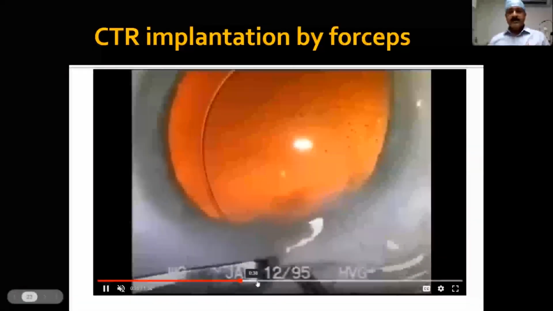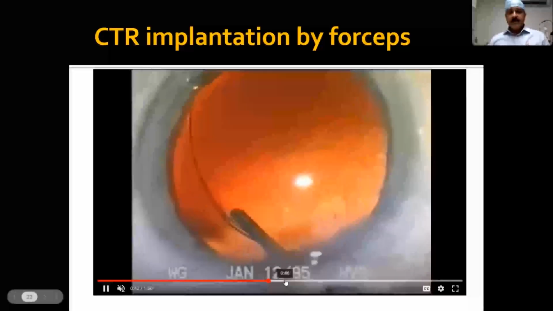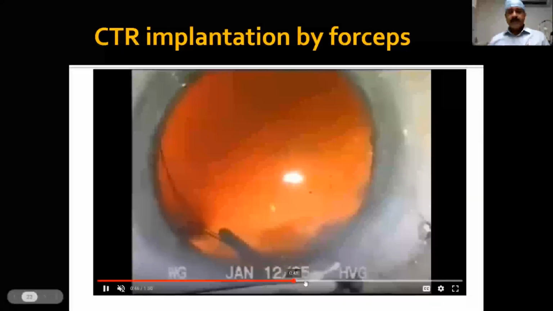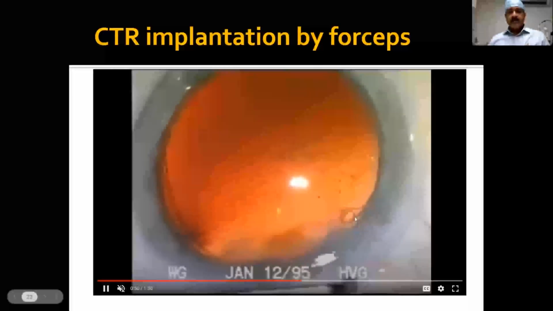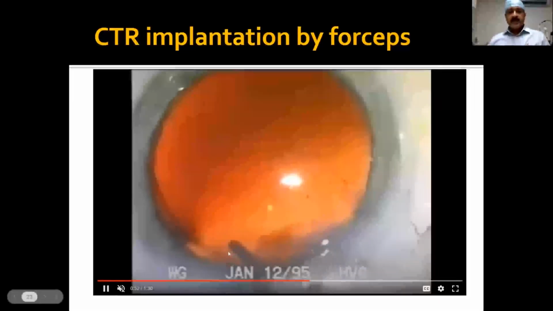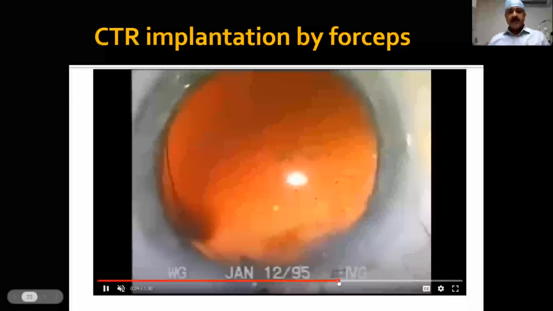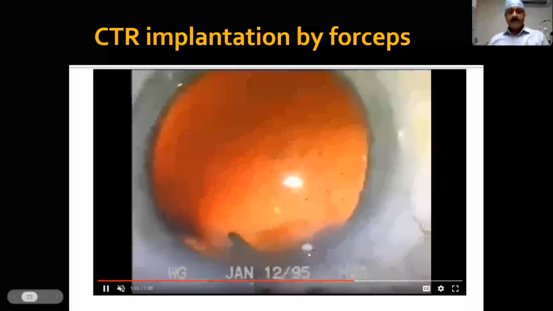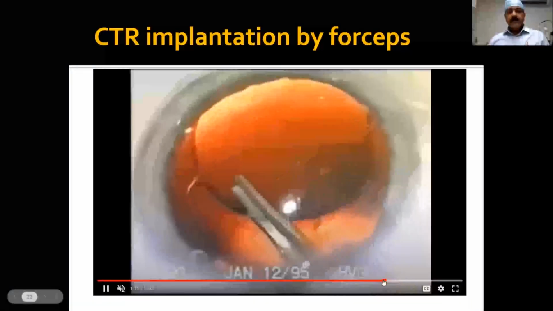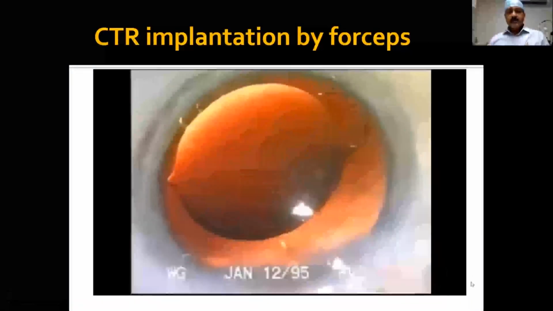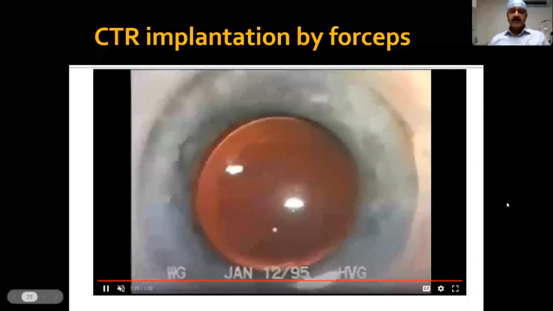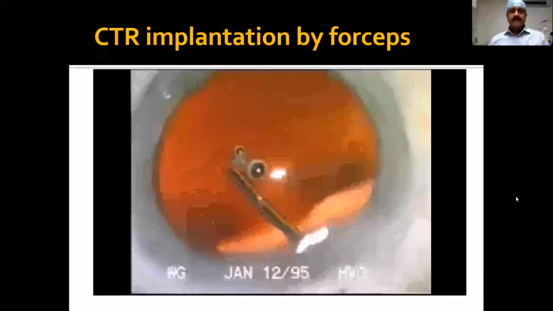Smoothly, the ring glides into the capsular bag. The forceps is being used here to implant the CTR. This is the leading end. Now the trailing end is taken, and then make sure you tuck it into the capsular bag. This is followed by implantation of the intraocular lens. Nicely centered intraocular lens is attained at the end of the surgery.